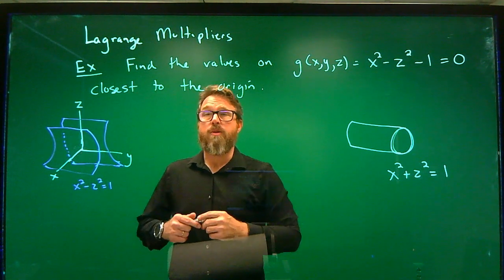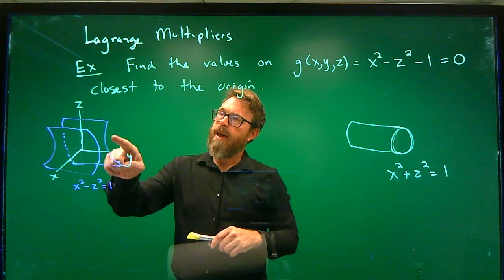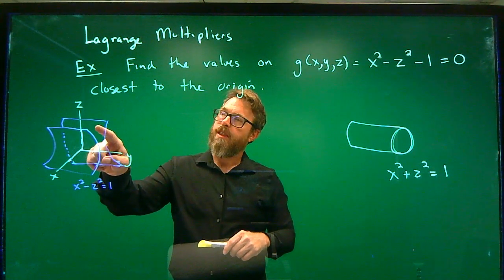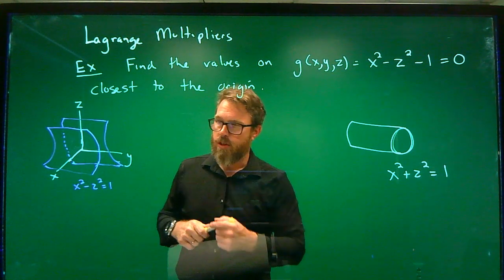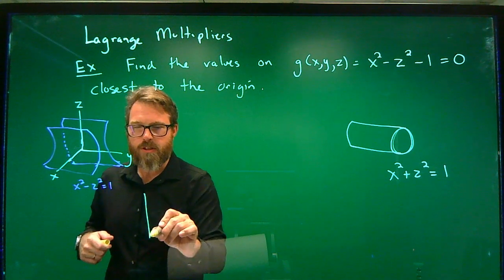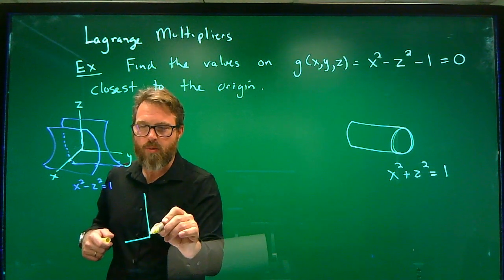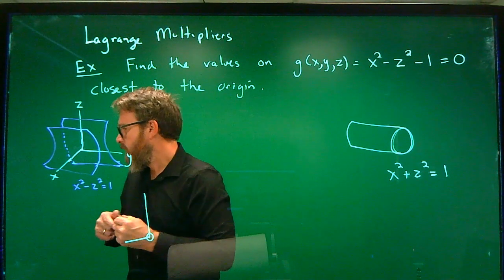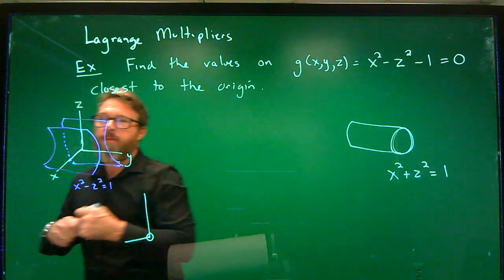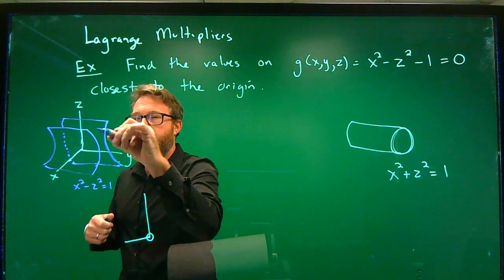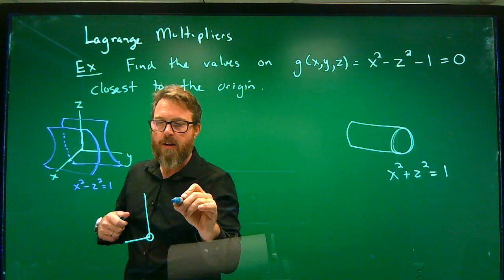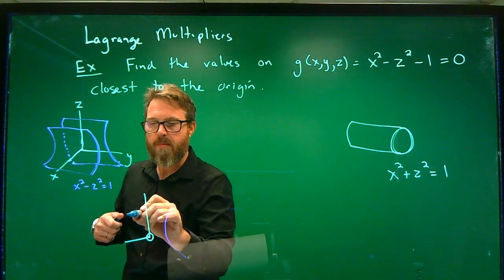So what I want to do is find the values on the g function that are closest to this origin. So I'm going to look at a side view of this. We're going to look straight down the y, so the y is going to be coming right out at us. So graphing that hyperbola, really I'm just going to graph these curves right here, and they're going to look something like this.